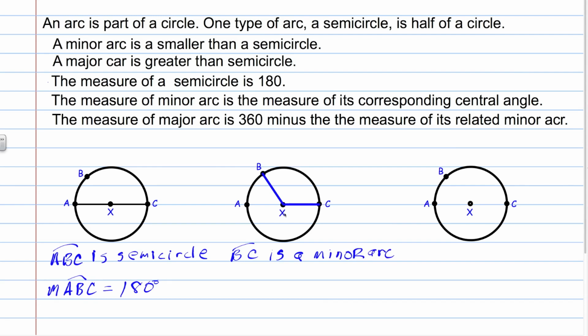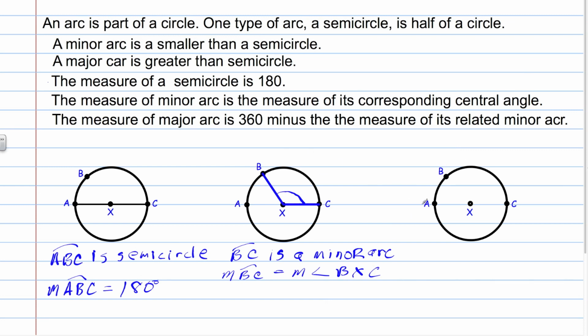And since arc BC is a minor arc, the measure of the minor arc is the measure of its corresponding central angle. So the measure of arc BC, from here to here along the outside or the circumference of the circle, is equal to the measure of this angle here. So the measure of arc BC is equal to the measure of angle BXC. And notice the start and end point of the arc is the start and end point of the angle.